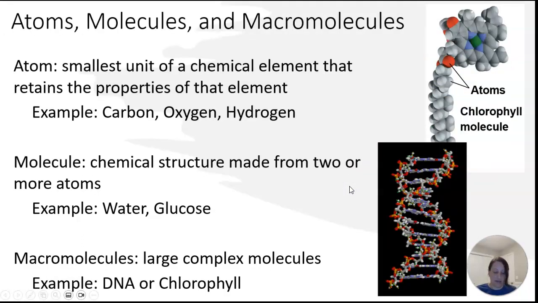Okay, so let's start at the simplest level. So we're going to start off with atoms. Okay, and so in the next chapter, in chapter 2, we'll talk more about atoms, but for now, this definition is good enough. An atom is going to be the smallest unit of a chemical element that retains all the properties of that element. So some examples of atoms are carbon, oxygen, hydrogen, nitrogen, helium. Those are all examples of individual atoms.